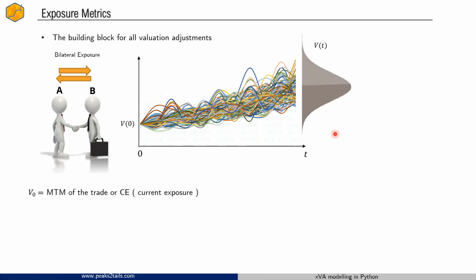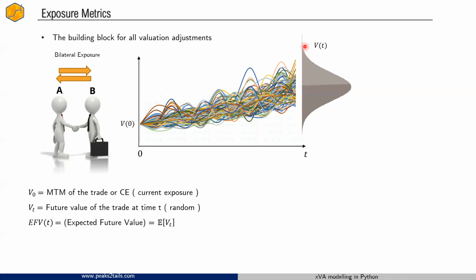Okay. So first and foremost, we have V0, which is the current exposure or mark-to-market value of the trade. Vt is the future value of the trade at any time t, which is a random quantity. Now, you simply take the mean of this distribution, that is EFV, expected future value, which is the expected value of Vt.